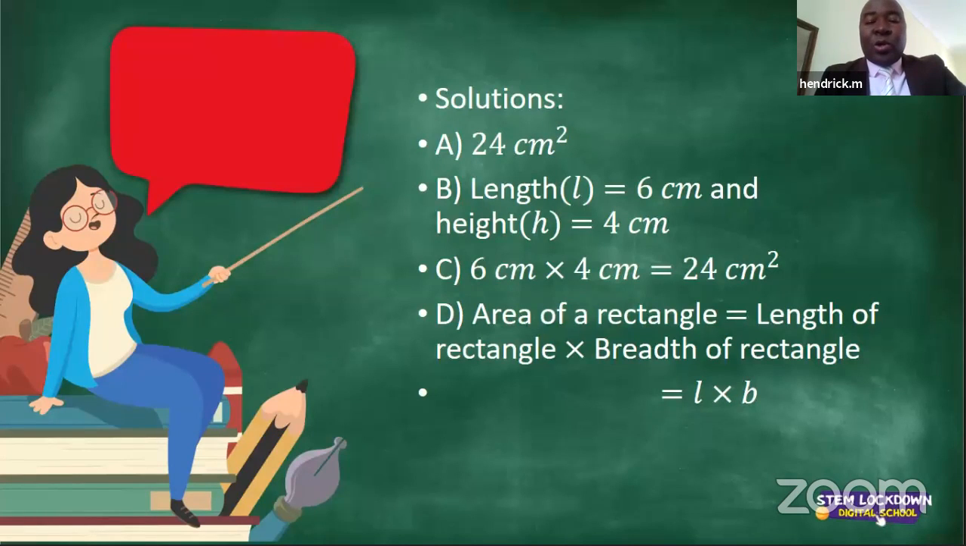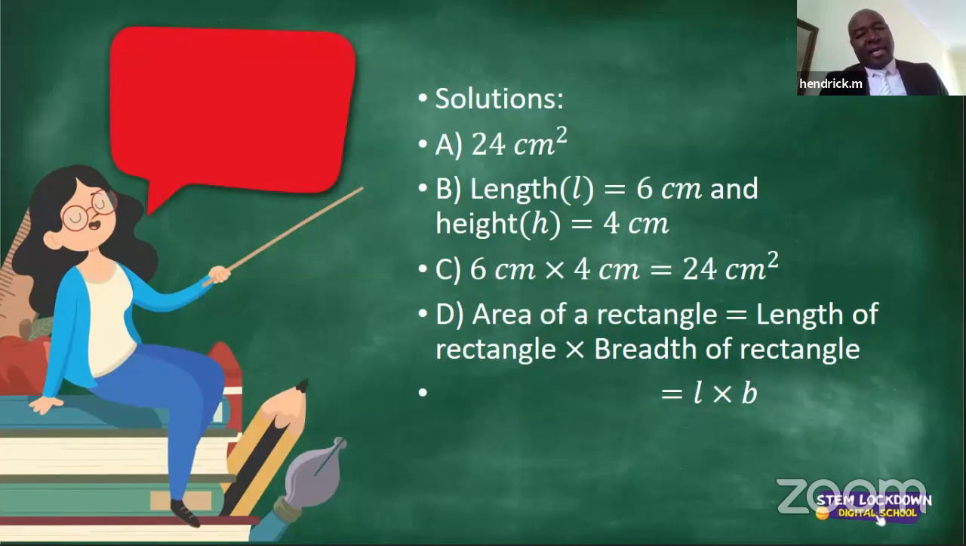I'm saying that the conclusion we are making from this activity is that the area of a rectangle is equal to the length of the rectangle times the breadth of the rectangle. The length is represented by the symbol L, whereas the breadth is represented by the symbol B. So your formula to calculate the area will be length times breadth, or alternatively L multiplied by B. This is the formula to calculate the area of a rectangle.